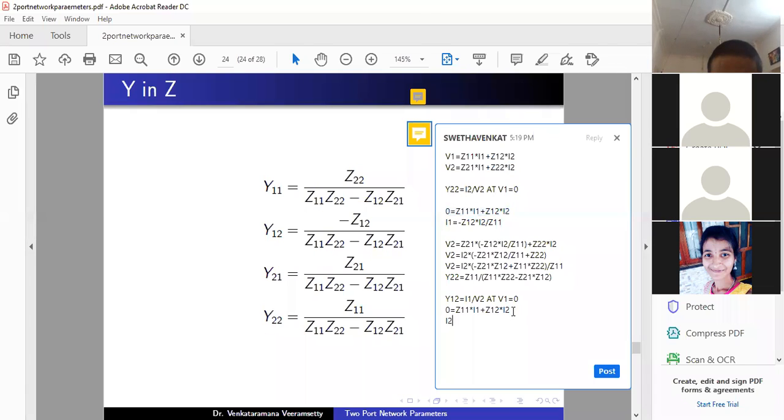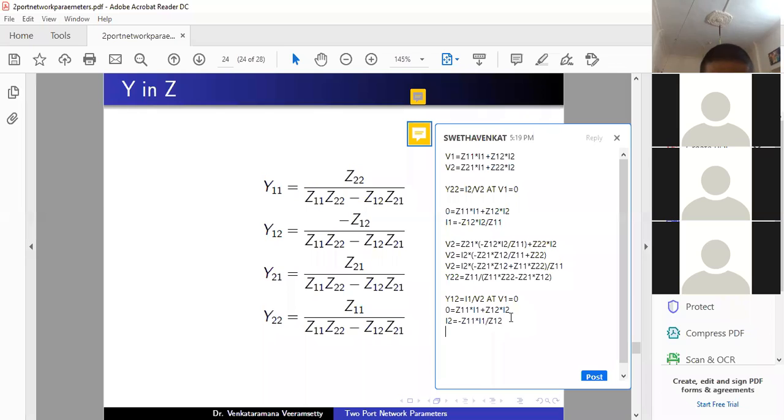So I2 equals the first equation, minus Z11 into I1, divided by Z12. Right? Now replace this I2 in this equation. So V2 will become V2 equal to Z21 into I1 plus Z22 into I2, where we have the I2 value, so minus Z11 by Z12 into I1.